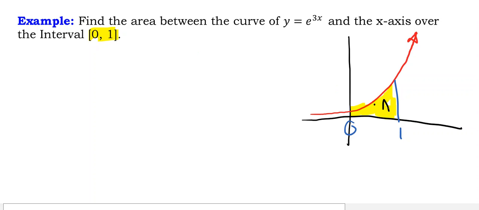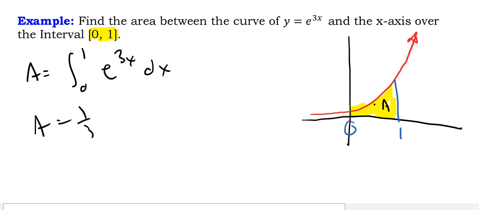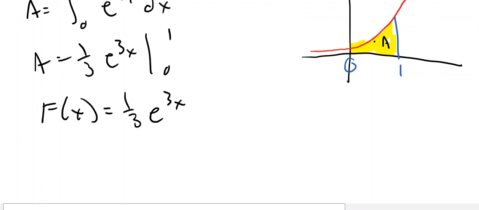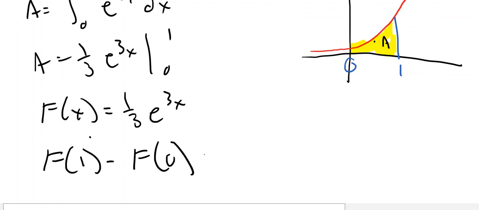There's our area. So our integral is going to be the integral from 0 to 1 of e to the 3x dx. The antiderivative is 1/3 e to the 3x, evaluated from 0 to 1. So in Desmos, capital F of x is equal to 1/3 e to the 3x. And then all you have to do is find capital F of 1 minus capital F of 0. And that should come to be 6.36 approximately.